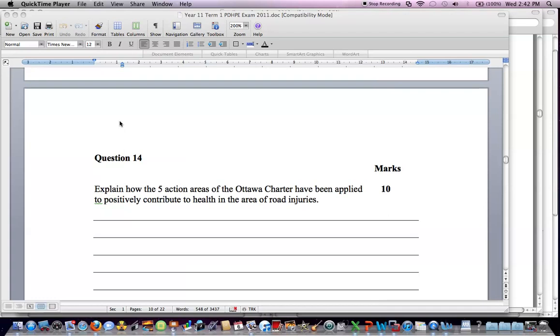Question 14 from the Term 1 exam for PDHPE asks students to explain how the 5 action areas of the Ottawa Charter have been applied to positively contribute to health in the area of road injuries. And this question was worth 10 marks. So it's the Ottawa Charter relating to road injuries.